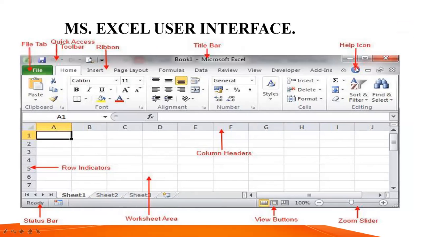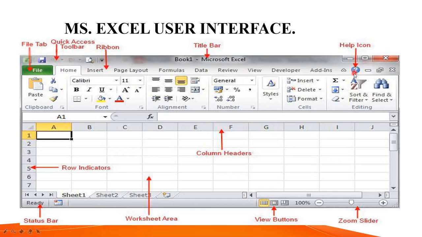Help icon, again title bar, the ribbon for different menus, quick access toolbar. These are frequently used tools, frequently used by the user. This is the file tab. In the file tab we have save, open, new, save as, and print. We can use those options from the file menu, right? This is the quick access toolbar, most frequently used. This is the ribbon for menus. This is the title bar.